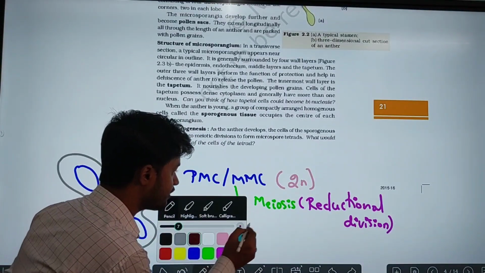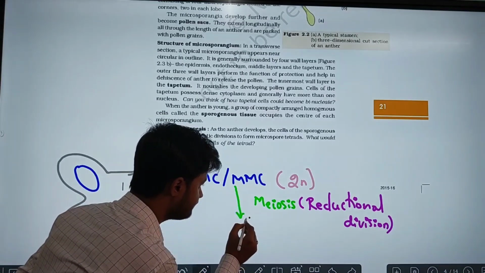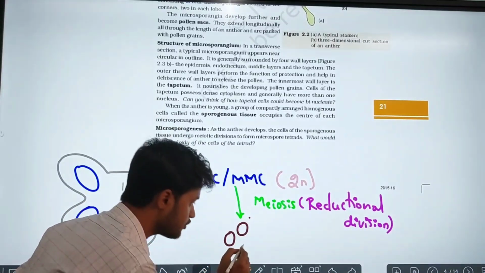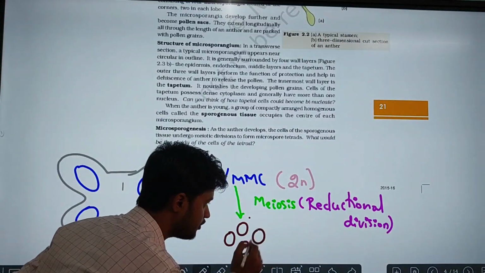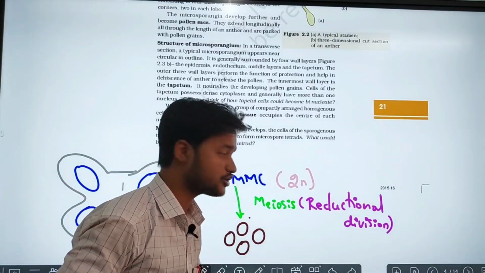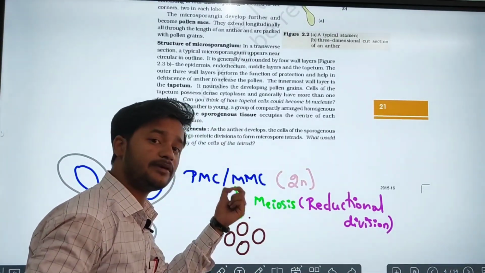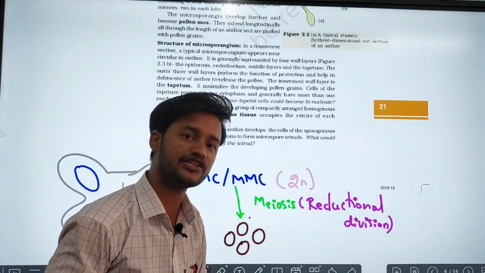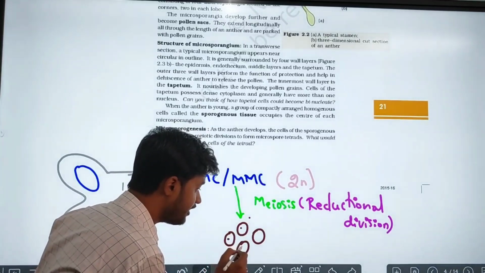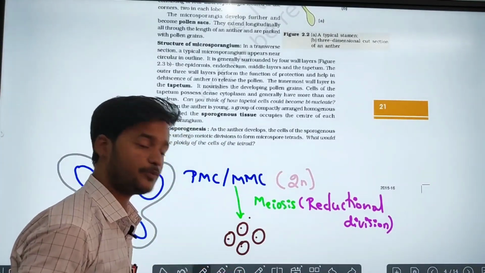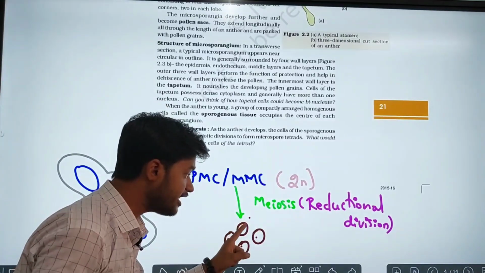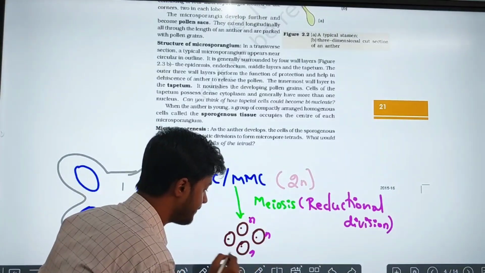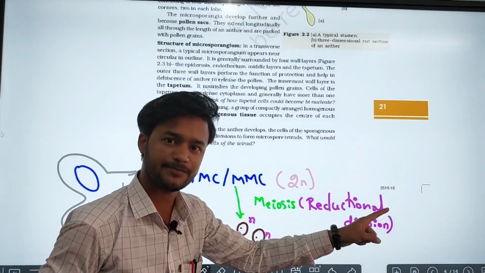4 haploid microspores. This is one haploid microspore, and this is another haploid microspore, this is another, and this is another. The pollen mother cell or microspore mother cell undergoes meiosis. Meiosis means reductional cell division, to produce 4 haploid microspores. They are haploid in nature. All cells are haploid because reductional cell division takes place.